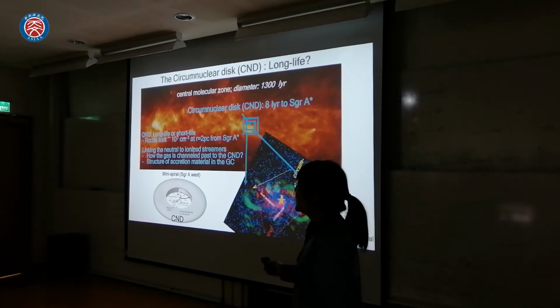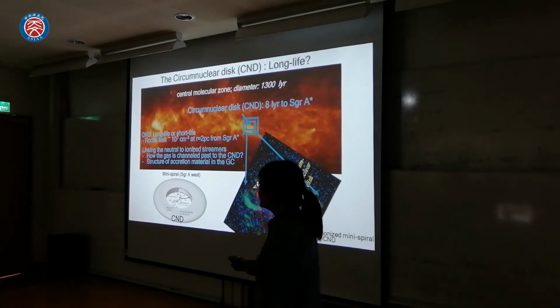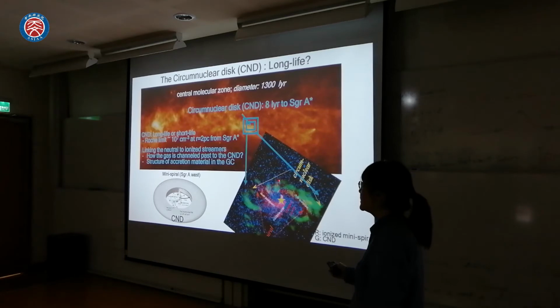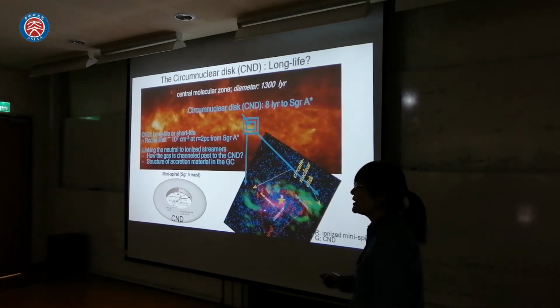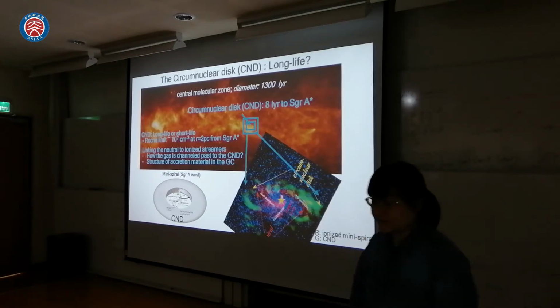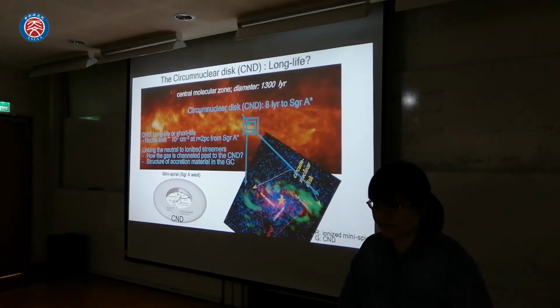And the second question is how do we interpret the transition between the neutral phase and the ionized phase? Whether the accretion flow transition is very sharp or whether they have any connection is still unclear. But understanding the correlation between this ionized feature and this neutral ring is important for us to understand the structure of the accretion material.